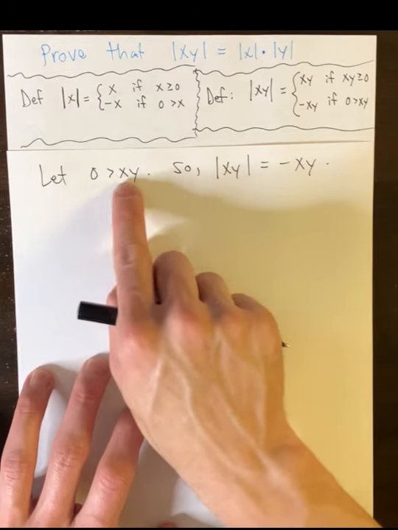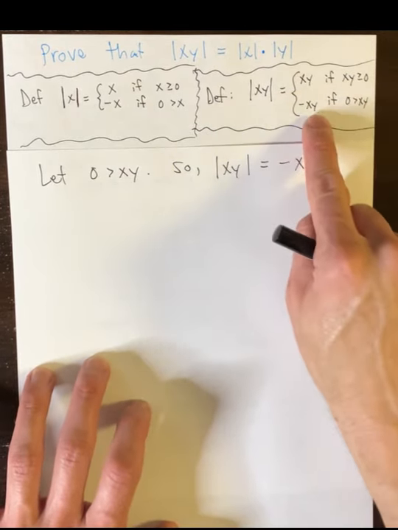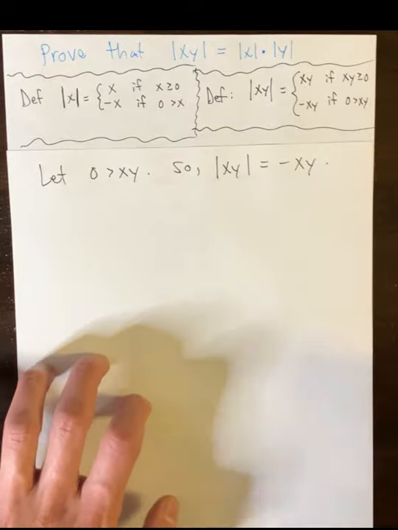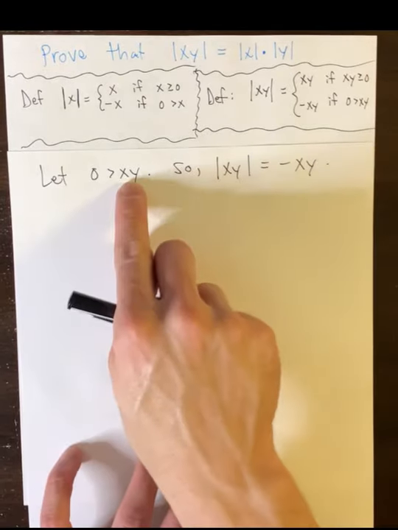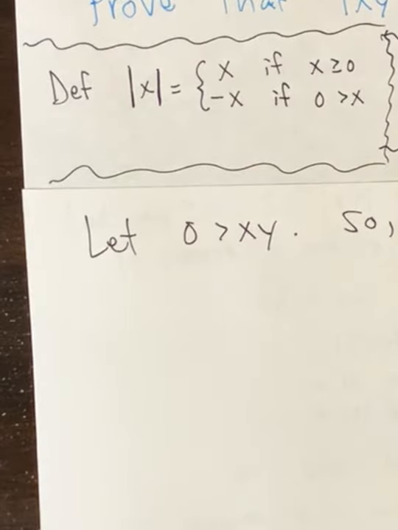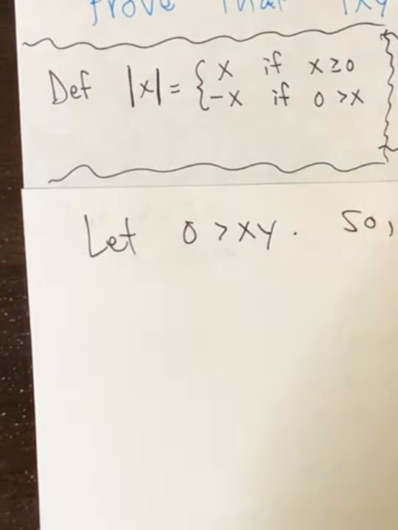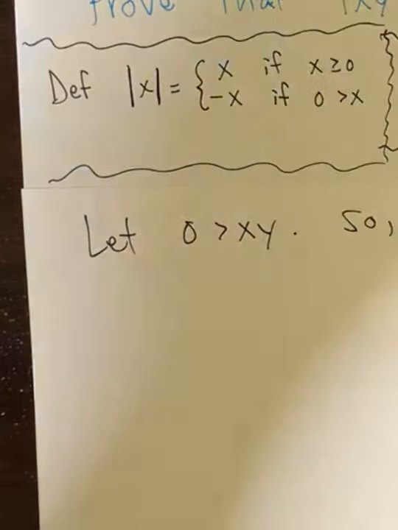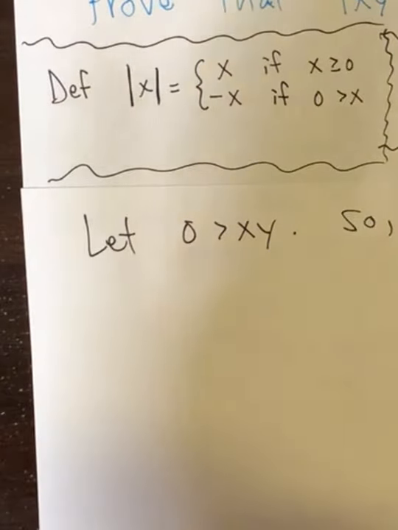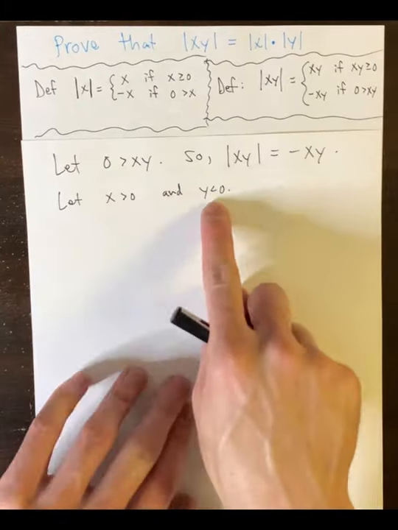And when xy is less than 0 or negative, the absolute value of xy equals negative xy, the bottom row. So now here's what we have to work with. Now think about this. If the product is negative, then that means that exactly one of them is negative. They can't both be negative because then the product will be positive. So only one of these is negative. Maybe x, maybe y. Just pick one really. So let's just pretend that x is the positive and y is the negative.